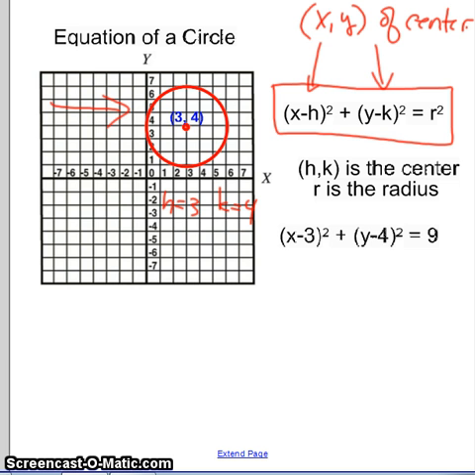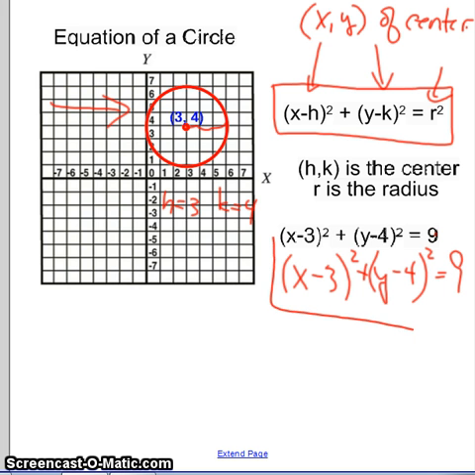So when we go to set up the equation of the circle, it's x minus h, x minus 3 squared plus y minus 4, because 4 is k, squared. And then we've got to talk about where this 9 comes from. R is the radius of the circle, so we can just count 1 step, 2 steps, 3 steps. We know the circle has a radius of 3 steps. We square 3, and we get 9, and that's how we come up with the equation of the circle.